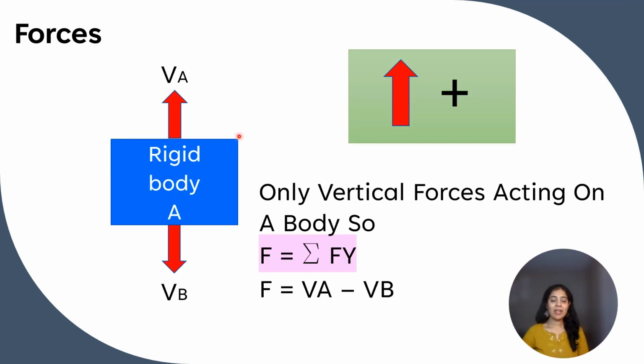In a similar way, here vertical forces are acting on the rigid body A. Vertical force VA acting upwards and vertical force VB acting downwards. For sign convention, we consider vertical forces acting upward as positive. So the net force acting on this rigid body will be calculated as F equal to the summation of Fy, which will be VA minus VB.